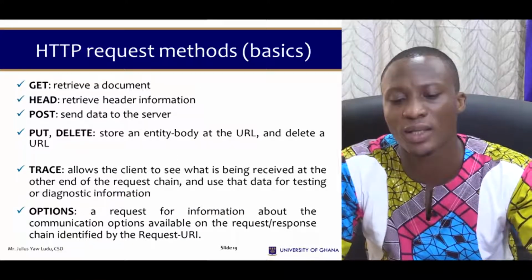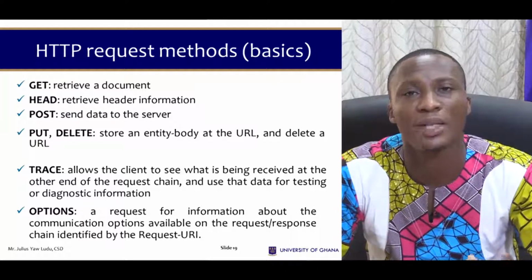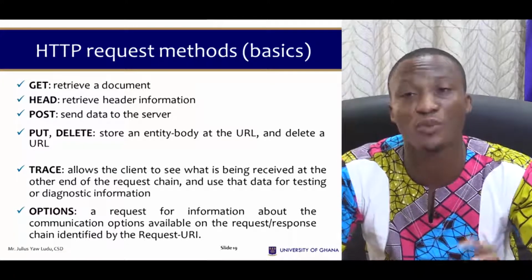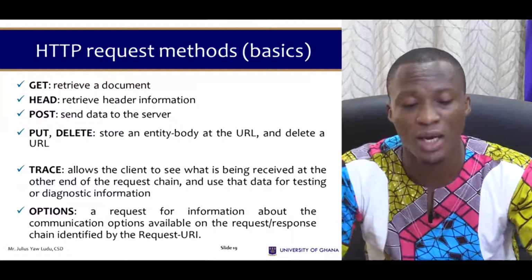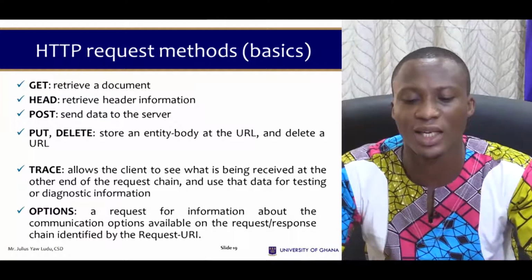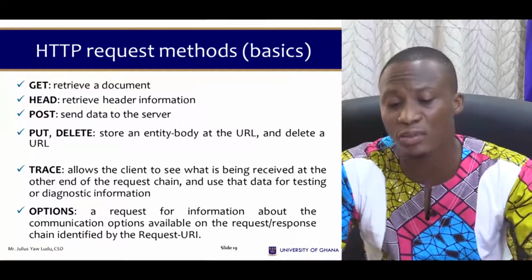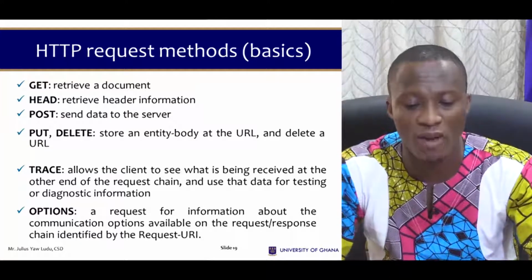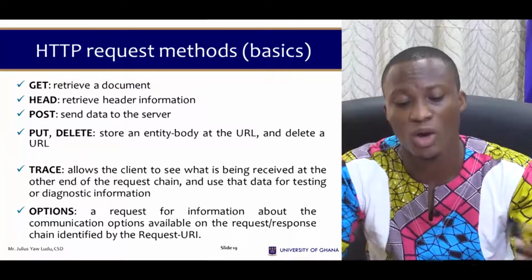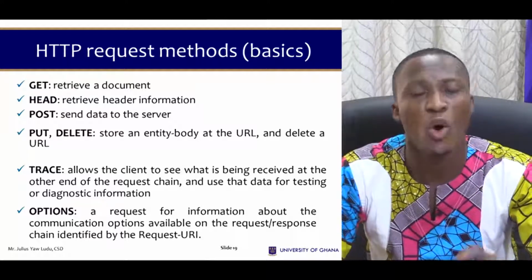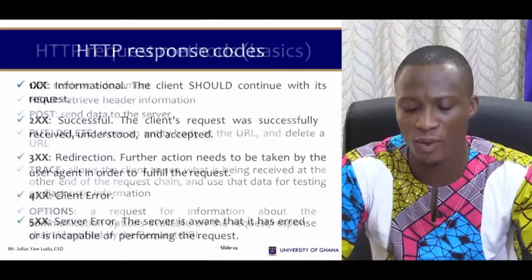Now, HTTP request methods. These are basic methods that go with Hypertext Transfer Protocol. We have the GET that retrieves a document. We have the HEAD, which retrieves the header information. We have the POST that sends data to the server. Then we have PUT and DELETE, and this stores an entity body at the URL. Okay, we have some OPTIONS also, where you're making a request for information about the communication options available on the request, or you are doing some TRACE, right?